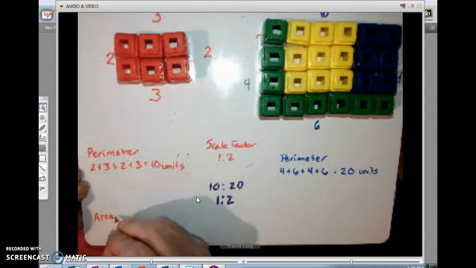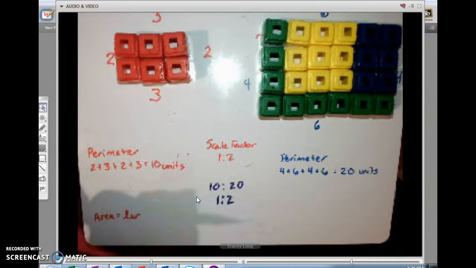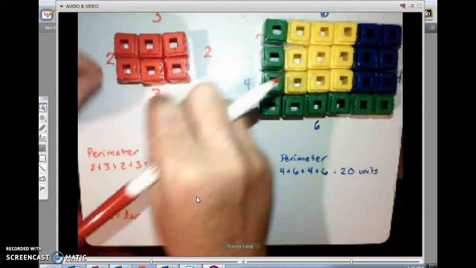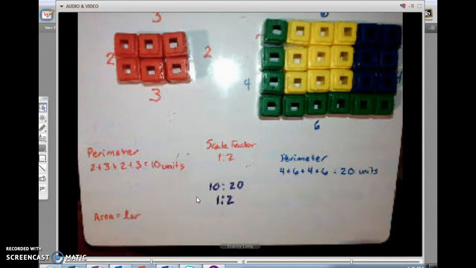Now we know that area equals length times width. All right, so now we've got two dimensions. With perimeter, we're really only measuring one dimension. It's a straight line distance, because remember, I can take that string, stretch it out, and all I'm measuring is length. Well, now with area, I'm measuring length and width.